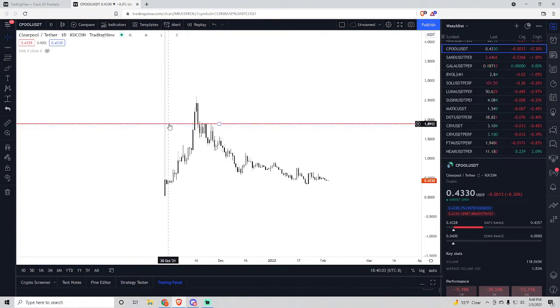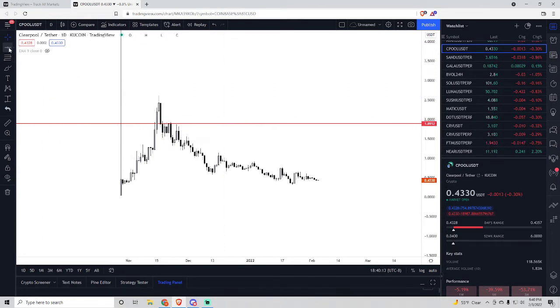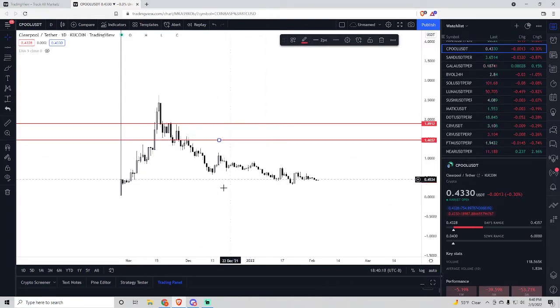So I'm going to be drawing that resistance line, clear resistance. We have not broken above it. We broke up, came down, and then failed to go up. We have that resistance, we came down, failed to reclaim it, broke below it, and failed to break up.